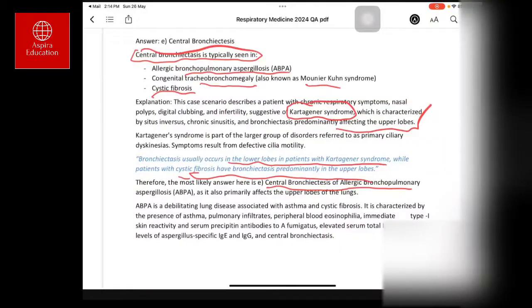Now, ABPA is a debilitating lung disease associated with asthma and cystic fibrosis and can also be seen in Cartagena syndrome, characterized by presence of asthma, pulmonary infiltrates, peripheral blood eosinophilia, immediate type 1 skin reactivity, and serum precipitin antibodies to Aspergillus fumigatus, elevated total IgE, increased levels of Aspergillus specific IgE and IgG, and yes, central bronchiectasis.